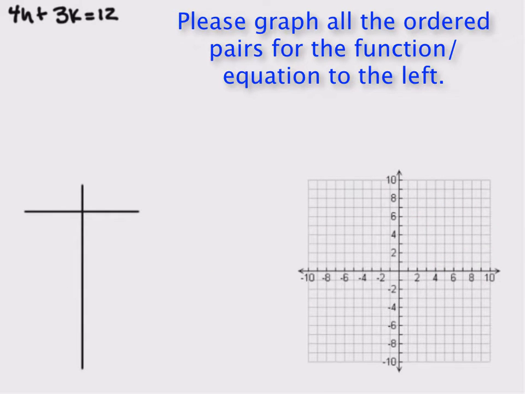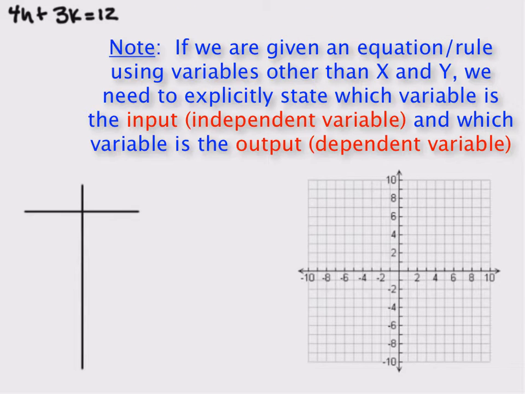All right, here's a trickier example. Now we're asked to graph all the ordered pairs for 4h plus 3k equals 12. Now the first thing we have to do is, since we are not using x and y, if we're ever given an equation or rule using variables other than x and y, we need to explicitly state which variable is the input or the independent variable and which variable is the output or the dependent variable. Let's just let k be the input or independent variable in this case, and h be the output, or the dependent variable in this case.